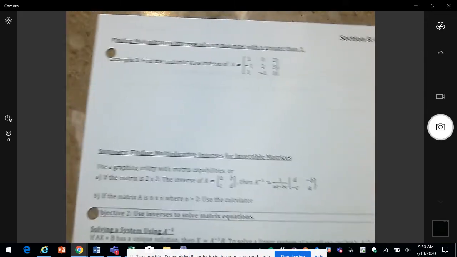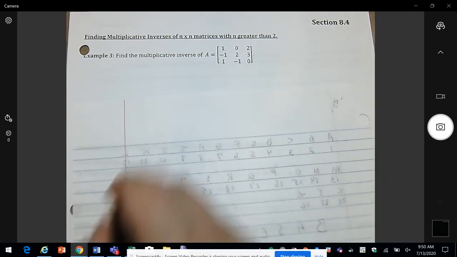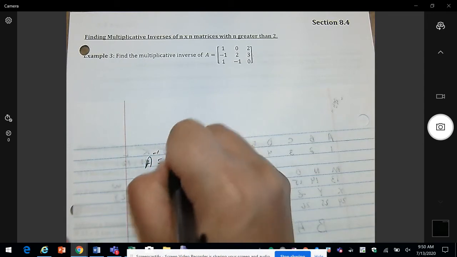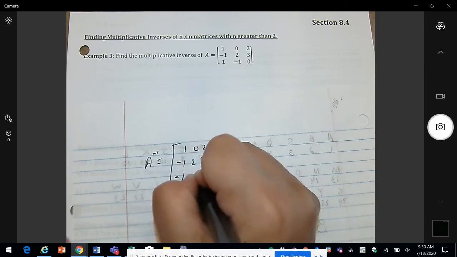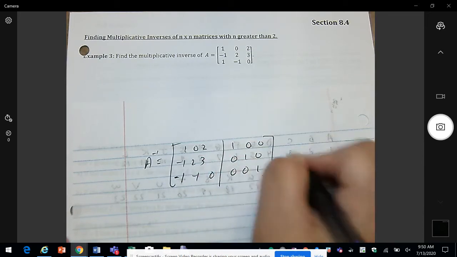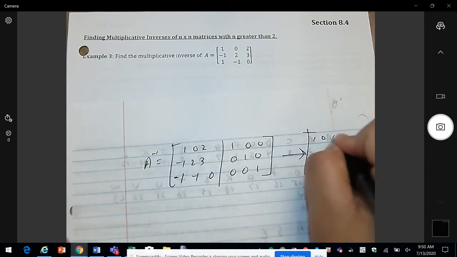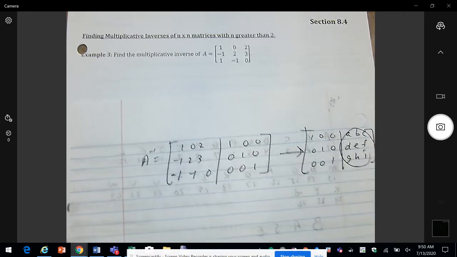So example 3, find the multiplicative inverse of A equals 1, 0, 2, -1, 2, 3, 1, -1, 0. So again, one way to find the inverse here would be to attach an identity matrix and then use row operations so that the identity matrix is listed first. And the second part would be your inverse.